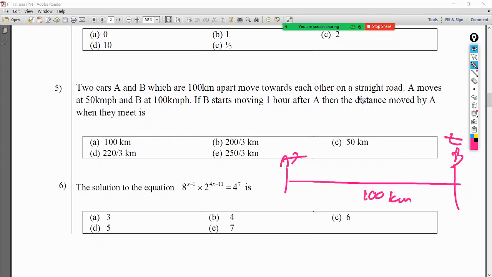A moves at 50 kilometers per hour, and B at 100 kilometers per hour.